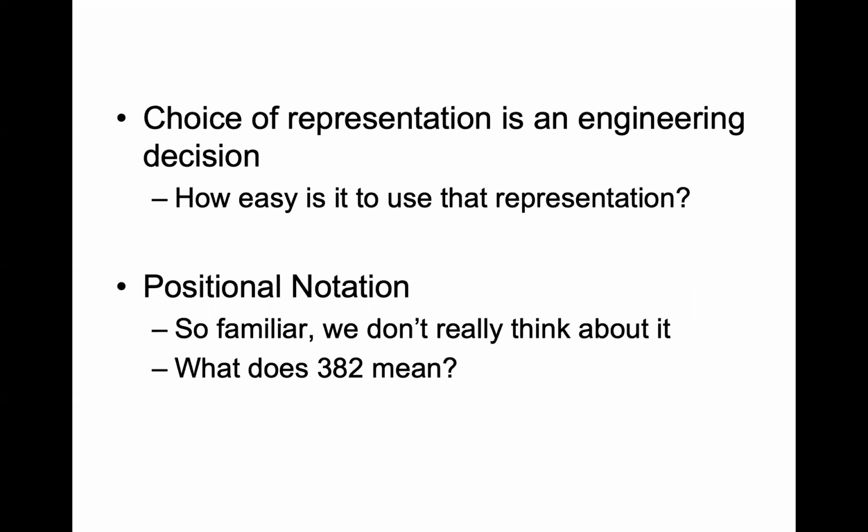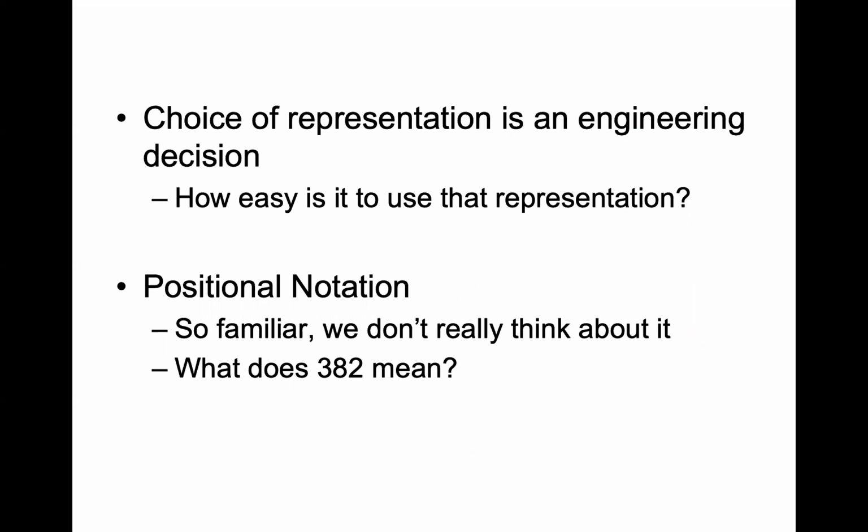What I mean by engineering decision is we can make any design we want for a number system. We can do it any way we want, and any system we choose is going to make some things harder and some things easier. So this is the essence of engineering trade-offs, and it's not really that different than choosing something like a programming language. No matter what you choose, it's going to make some things easier and some things harder.